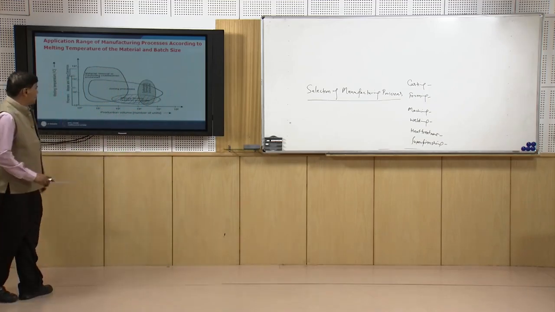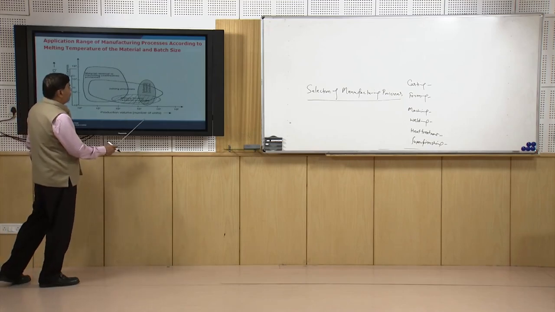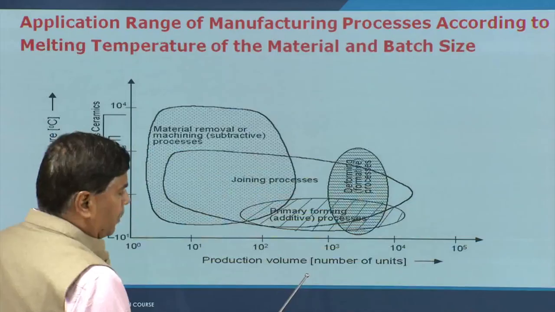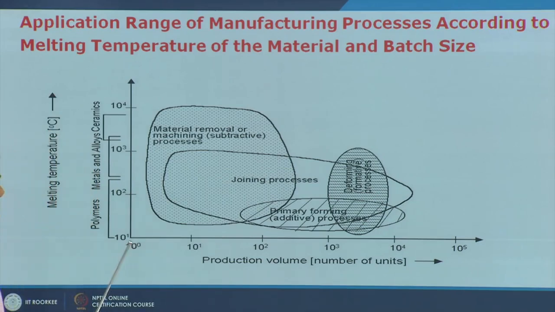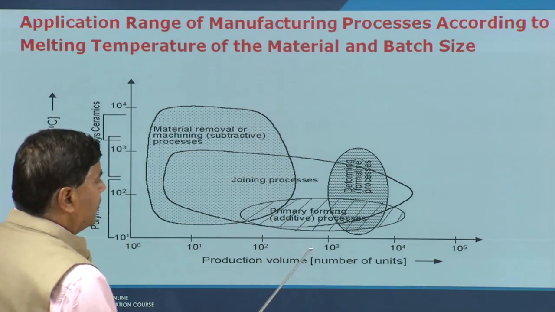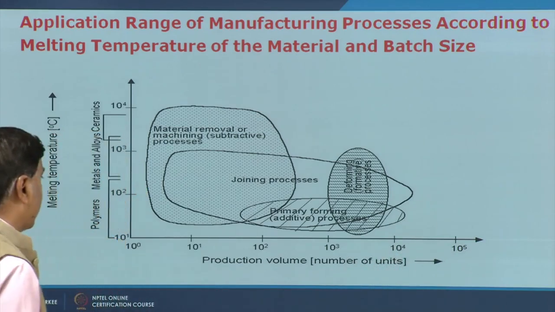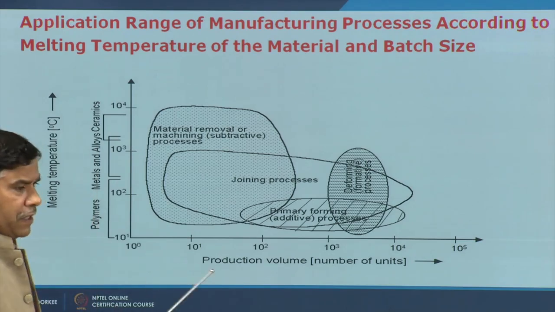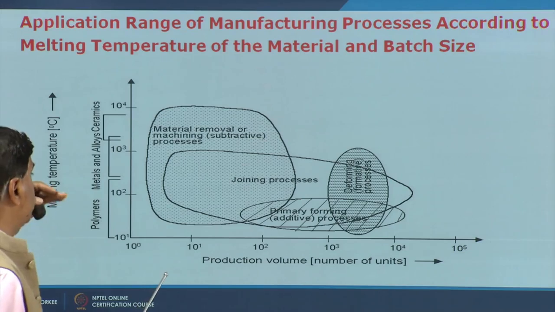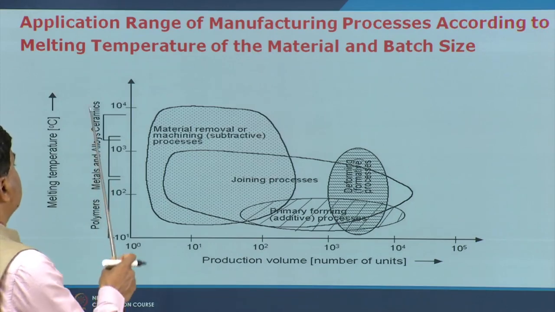What it shows: on the x axis we have the volume of production, or the number of units to be made, starting from 1, 10, 100, 1000, 10,000 and 1 lakh. And on the y axis we have the temperature, the melting point temperature of the material to be processed. We know that polymers have the lowest melting point temperature, then metals, and then ceramics.